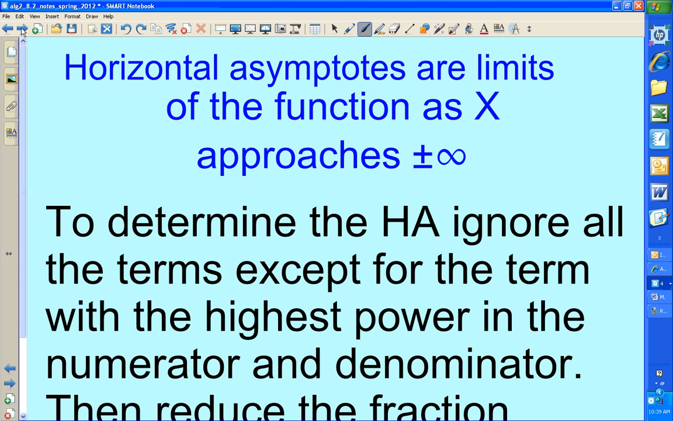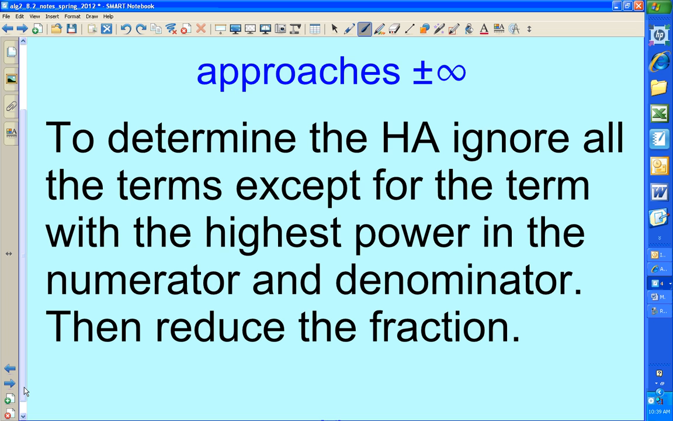To get the horizontal asymptote, first term over first term, and reduce. Make sure you're in descending order. Okay? Any questions on the asymptotes before we look at how we graph?